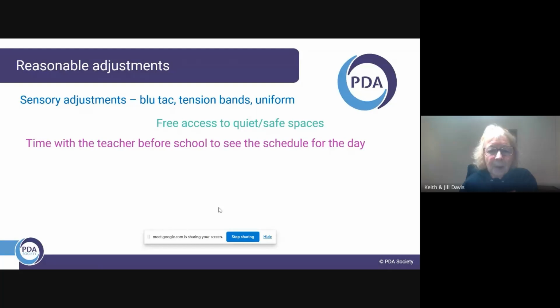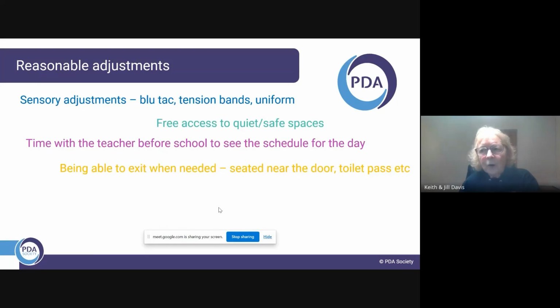What works really well is having 5 or 10 minutes with a key person or a teacher just before school to check in with them, the schedule for the day, and see if there's anything that's worrying them. So you're proactively putting things in place for them. Toilet passes, off timetable for subjects that are problematic, always sat near a door or at the end of a row in class for one young person.